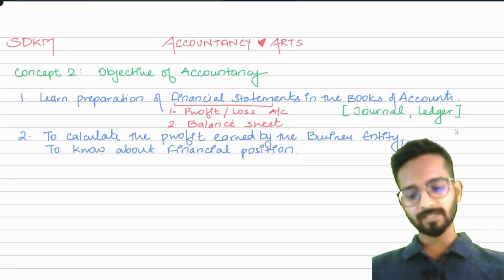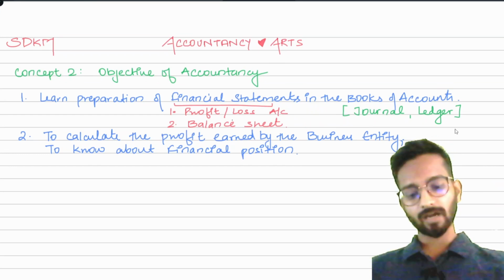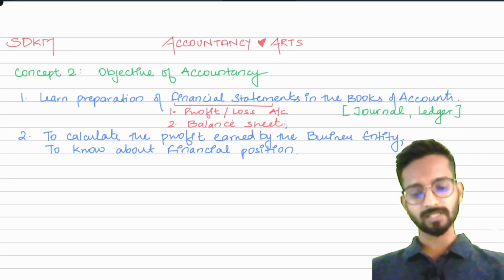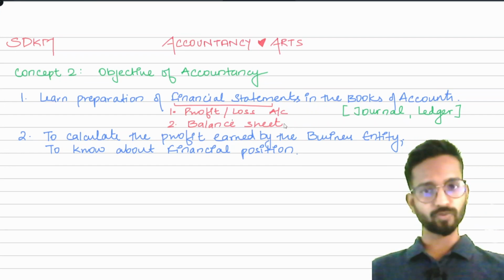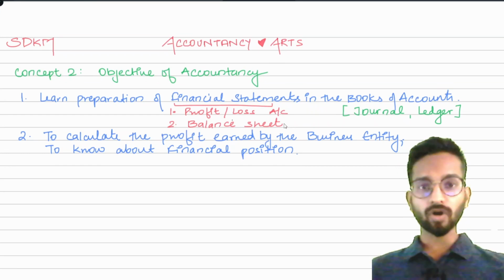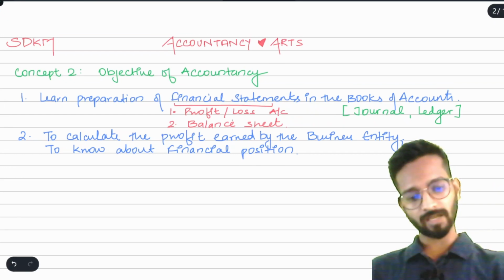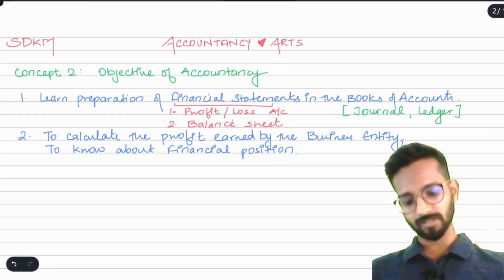Now, this is our concept number 2, the objective of accountancy, that is how to prepare financial statements, why we need to prepare them, to calculate the profit and to know about the financial position. The question is, sir, how should we record it in the books of accounts? To understand this, we will have our concept number 3.